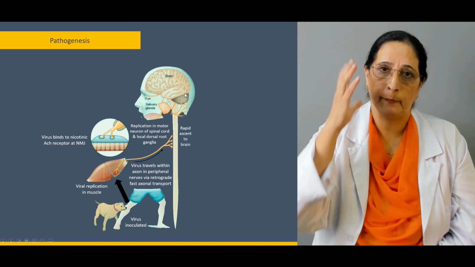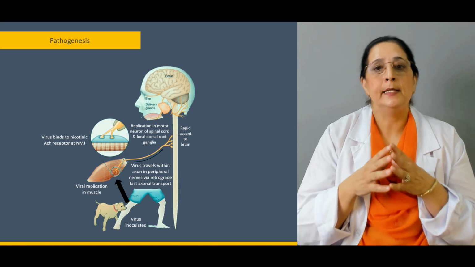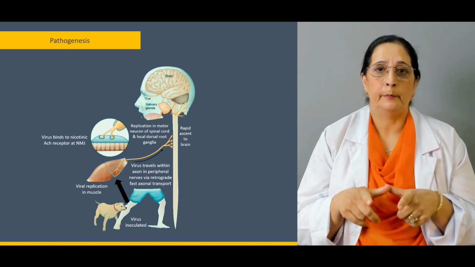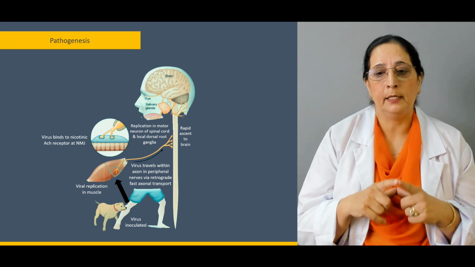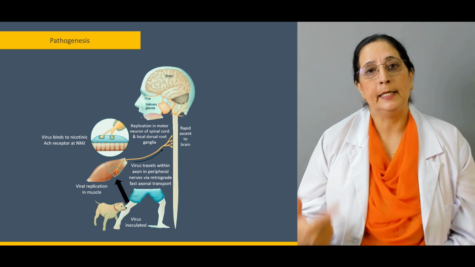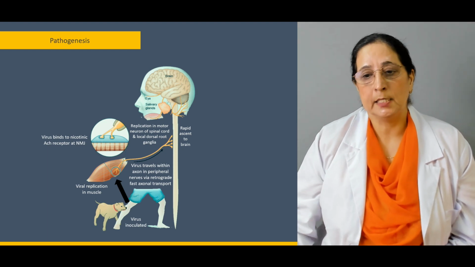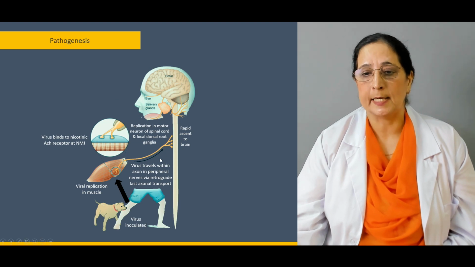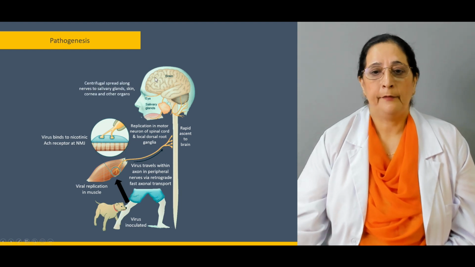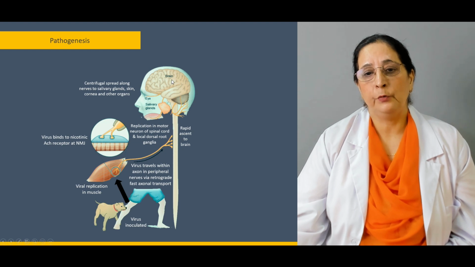Ascent means going upward, descent means going downward. So there is rapid ascent of the virus after replication in the motor neurons and the dorsal root ganglia. It is replicated again, and then from there in the spinal cord it reaches the brain, and there is rapid ascent to the brain. After that, you can see here, there is centrifugal spread.